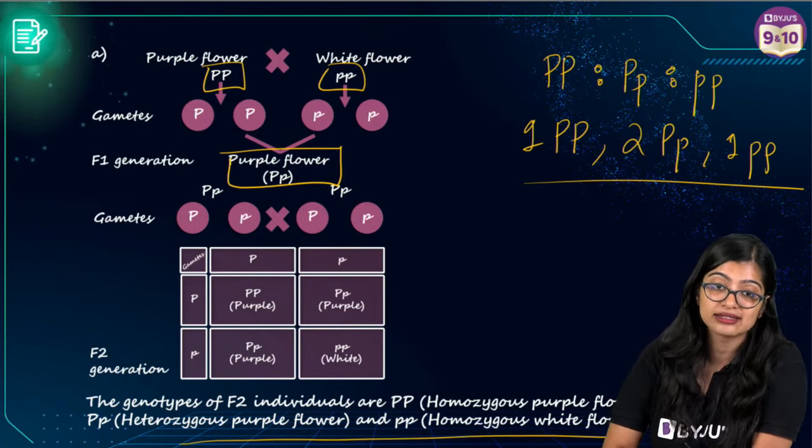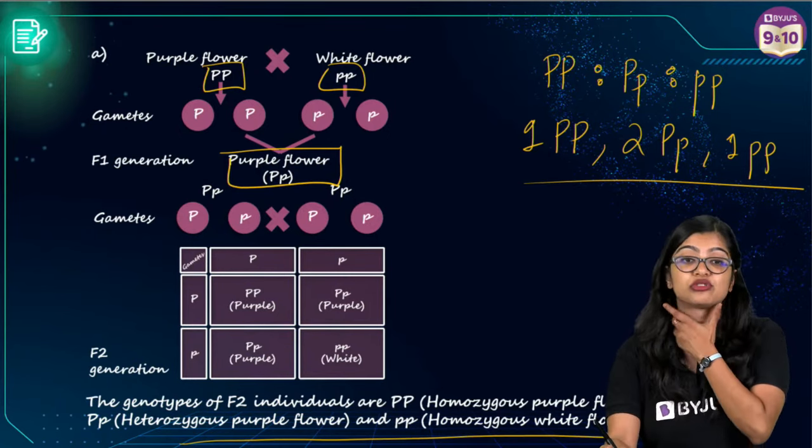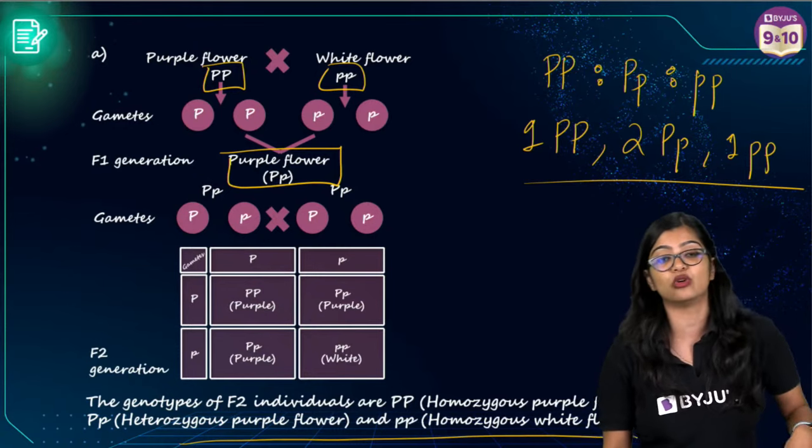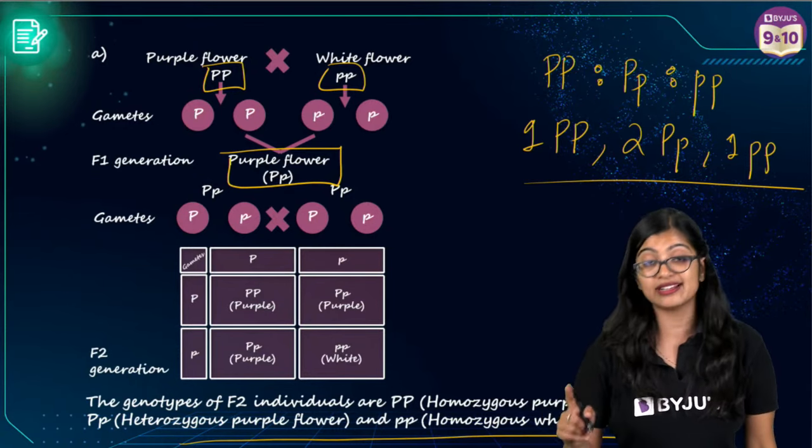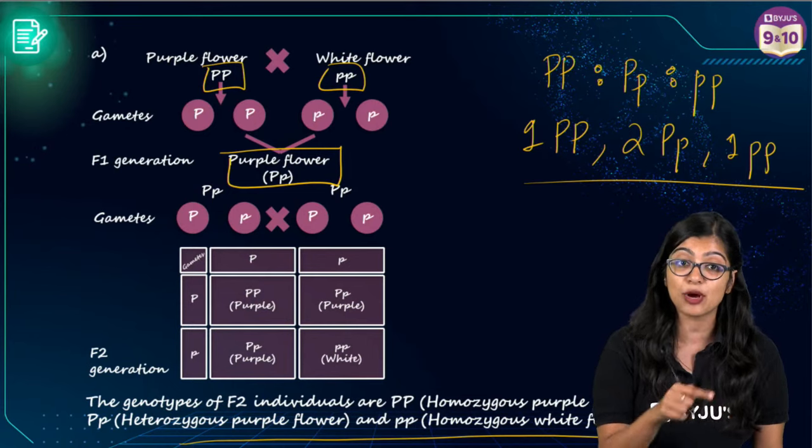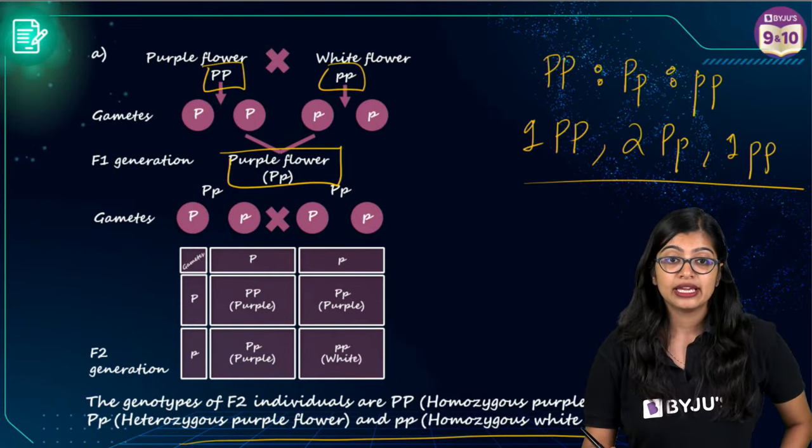You have to write the answer. If you don't write this and you write 1:2:1, you get half a mark only. You will lose marks there, okay? So read the question. Are they saying genotype or genotypic ratio, right? Yes.